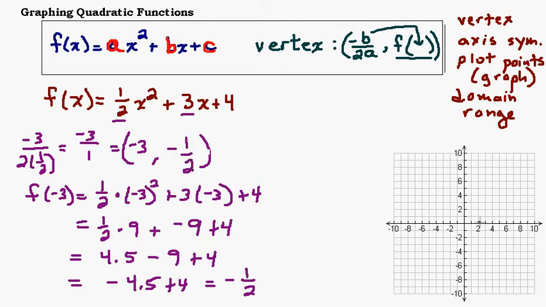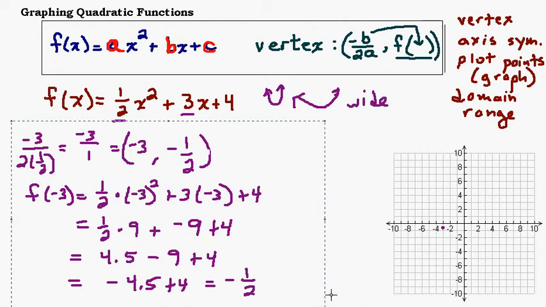Negative 3, negative 1/2. Let's go ahead and plot that. Negative 3, negative 1/2, about right there. Now I want to think about whether my parabola opens up or down just to get a picture of what's happening. So my a value is positive, so that means it's going to open up. And it's a fraction less than 1, so it's going to be a little wider than a standard parabola. If you need this, go ahead and pause the video. I'm going to erase it so we can work out some points.